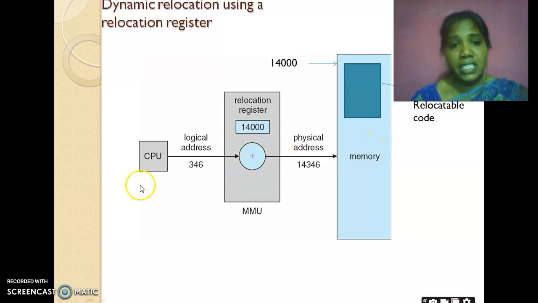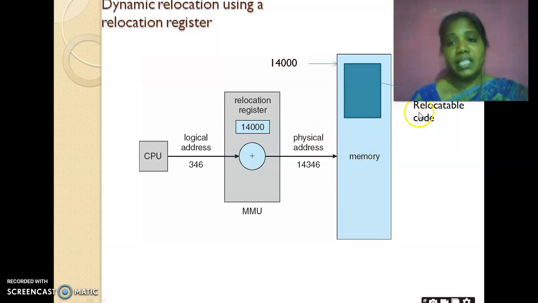So in between the CPU and the memory, how are the logical address and the physical address bound? The logical address is 346. The relocation register is 14,000. It is bound into the physical address, that means 14,346. So in the memory it resides at 14,000, and after that 346 is added. It is the relocatable code. That means the data is going to be allocated in the memory.